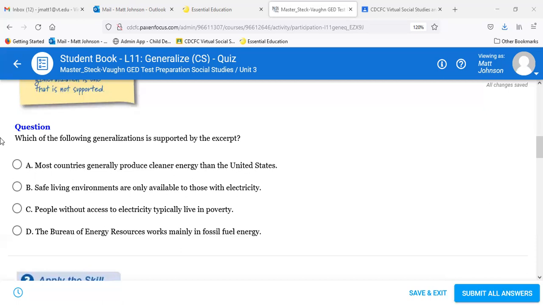Try thinking about the theme there. What was that? C. Yeah, C is in cat, right? That's sort of the theme of that piece, what we're reading. The argument there is that people generally without access to electricity typically live in poverty. So that's a generalization. Right. So 1 is C.